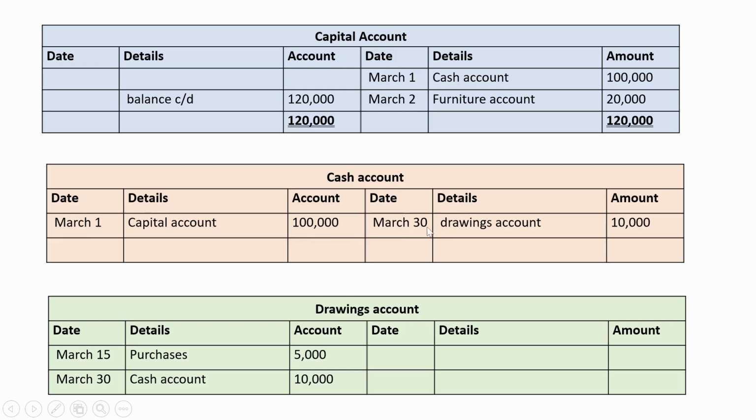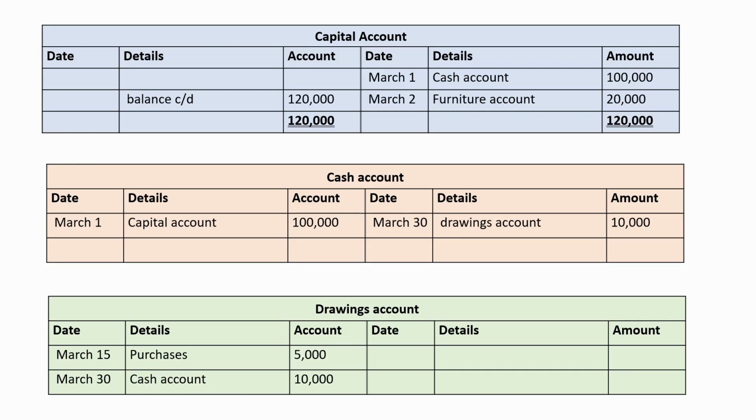Then on 30th March, Kamau took 10,000 from the business to pay for rent for residential home. So because that one is a drawing and it was a drawings in form of cash, it is going to be credited in the cash account because it has reduced cash. And at the same time, these drawings in form of cash is going to be debited in the drawings account. So the date is the same, that is March 30th. Details, we write the name of the other account, that is cash account, and the amount is 10,000.